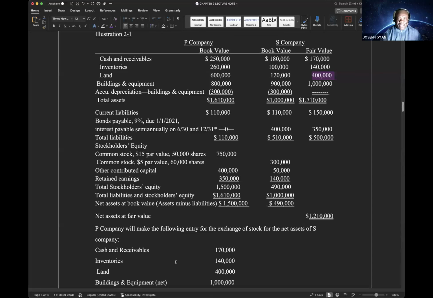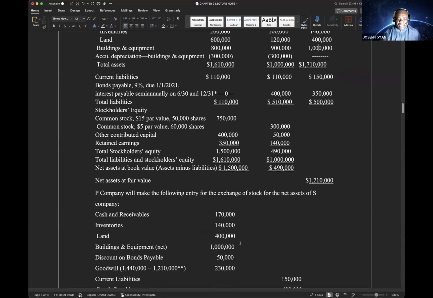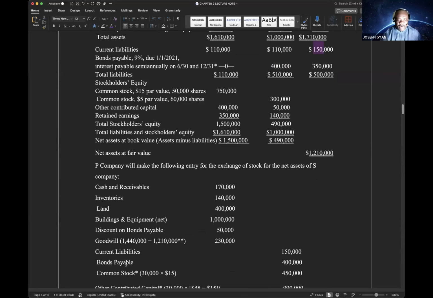We have the PPE, no longer 900, is now 1 million. Then we are going to credit the debit a discount on the bonds. That was the difference between these two here I was talking about. That's the 50,000. Then we credit the asset, the liabilities: 150 for the current and the 350, 400 here of the bonds payable. There's two ways. You can remove this one and record this 350 by the same.